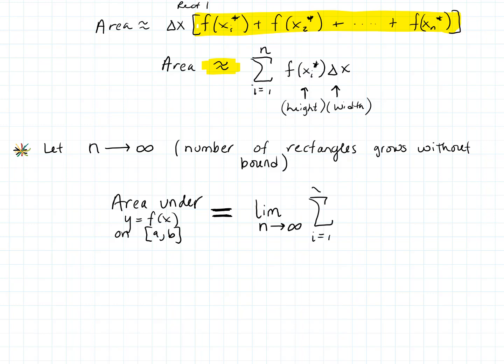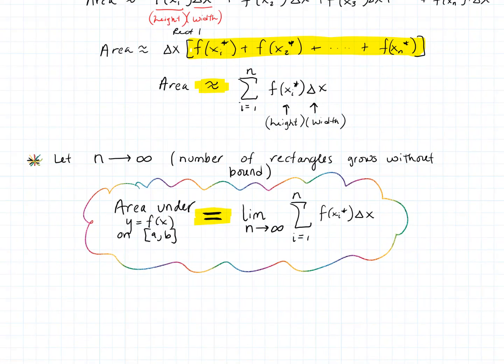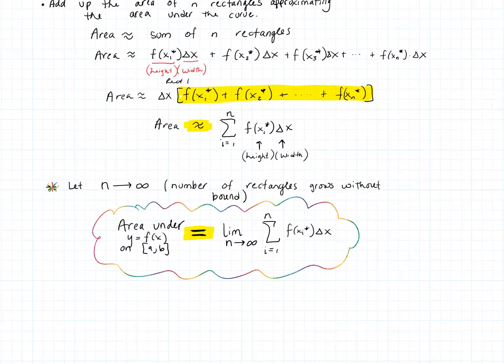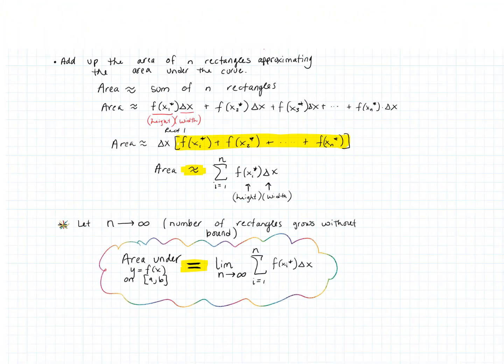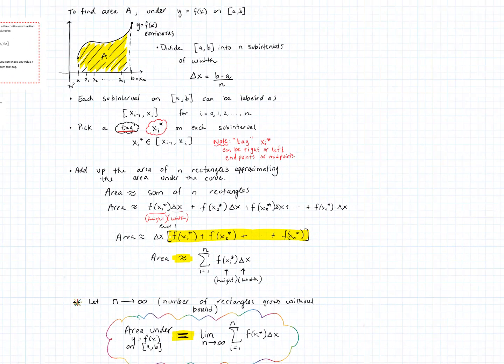i equals 1 to n, f of x sub i star times delta x. And that is how we can compute the area under a curve. And this is not an approximation. We can approximate it if we let n be finite, and that's what we have to practice doing first, just like we did on the graphical example above. But then we can let the number of rectangles go to infinity, and this becomes not an approximation, but an exact area.